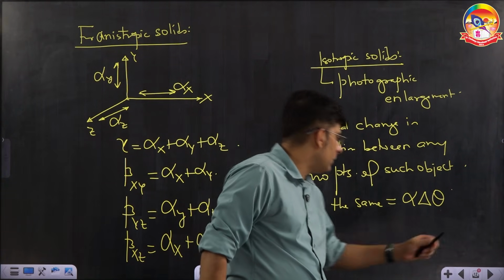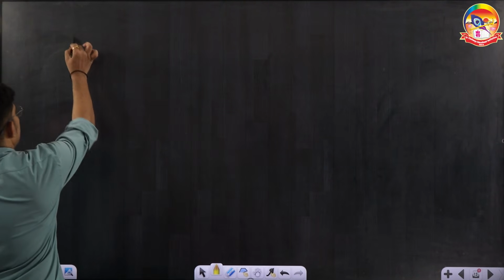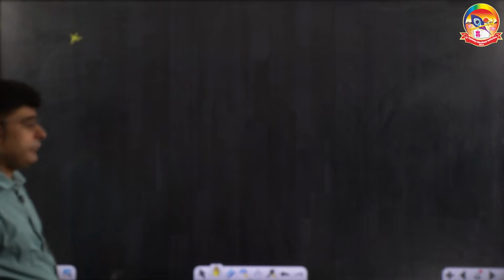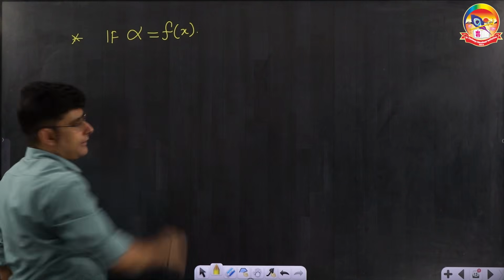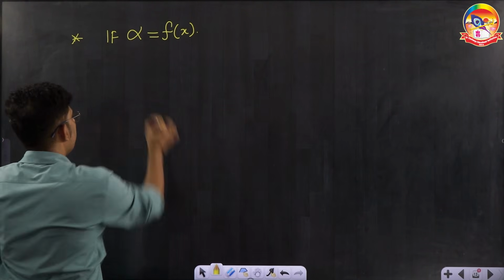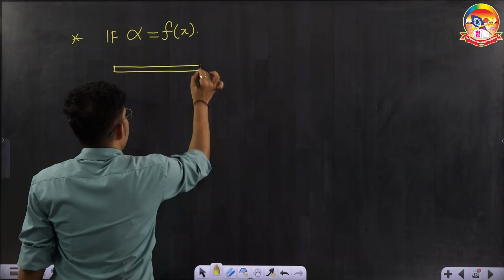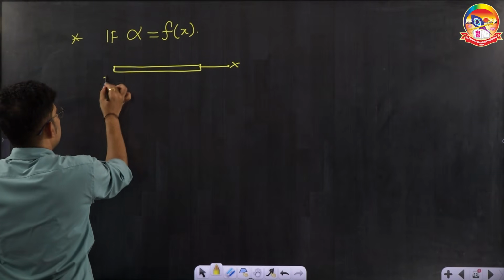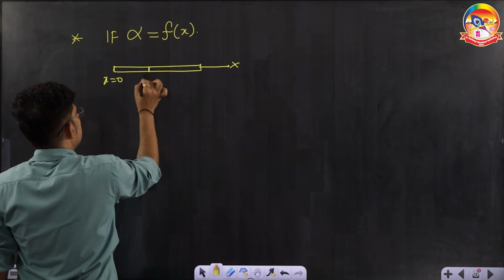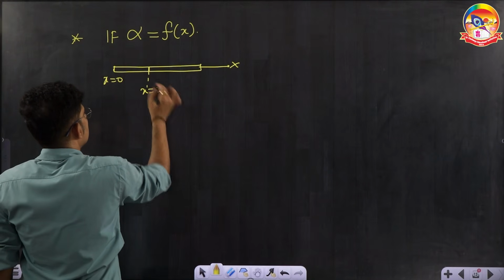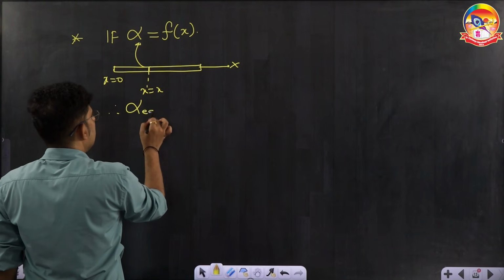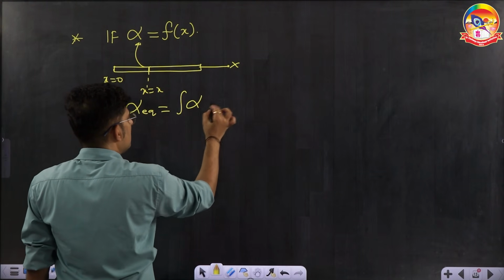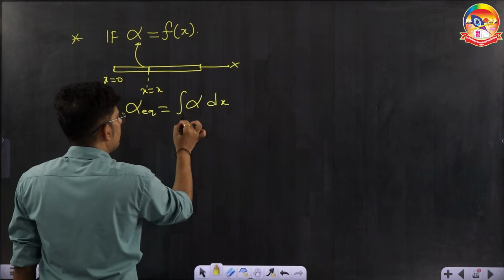Okay. Now next, if we see the applications of thermal expansion, when alpha in a rod is given as a function of x, suppose we have a rod taken along the x axis, with x equals 0 at one end, and we come to distance x. Alpha is variable, so we can find the equivalent alpha of the rod as the integration of alpha with respect to x from 0 to L.